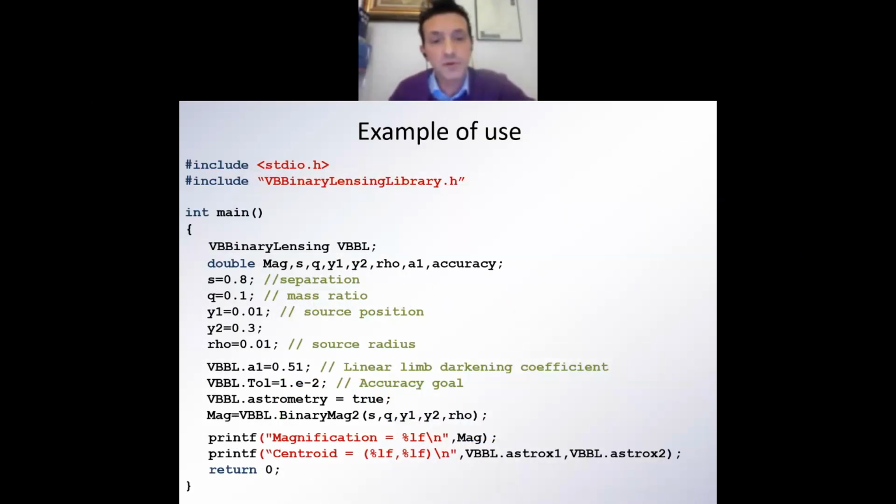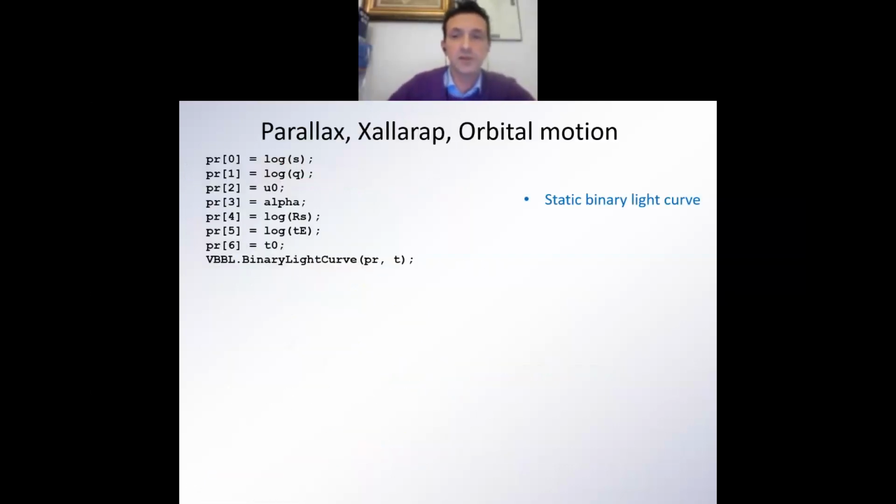So this is just an example of use of VBBinaryLensing. In this case, this is a piece of C++ code, and you can see that we have some parameters: the separation of the two masses, the mass ratio, the source position, and the source radius. Then we also have the linear limb darkening coefficient here. We set our accuracy goal, and so that's the call to the function. So the binary mag function is called this way, and so we can get the magnification and also the centroid position if we are interested in astrometry. So after all, it's quite easy to use even with a direct call.